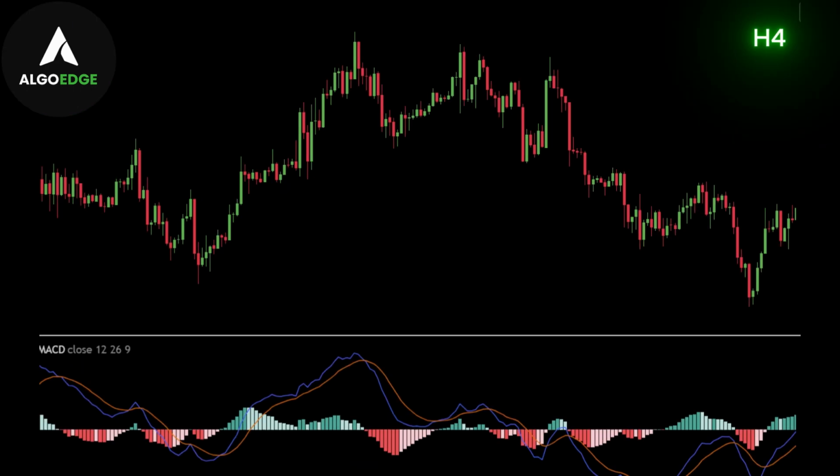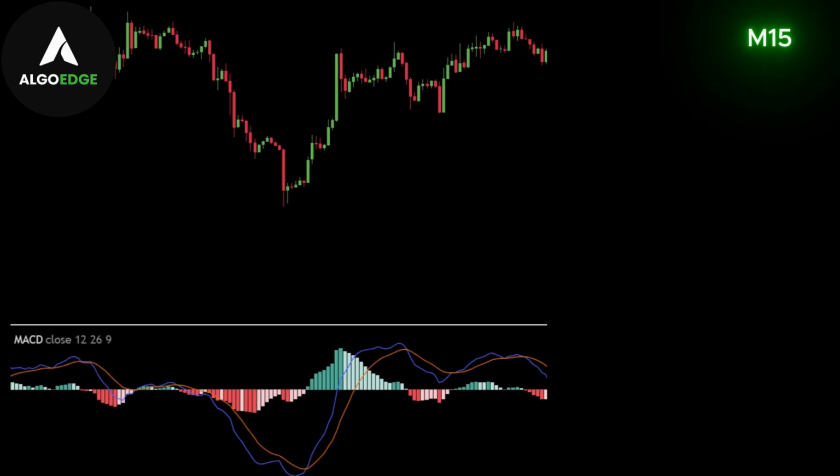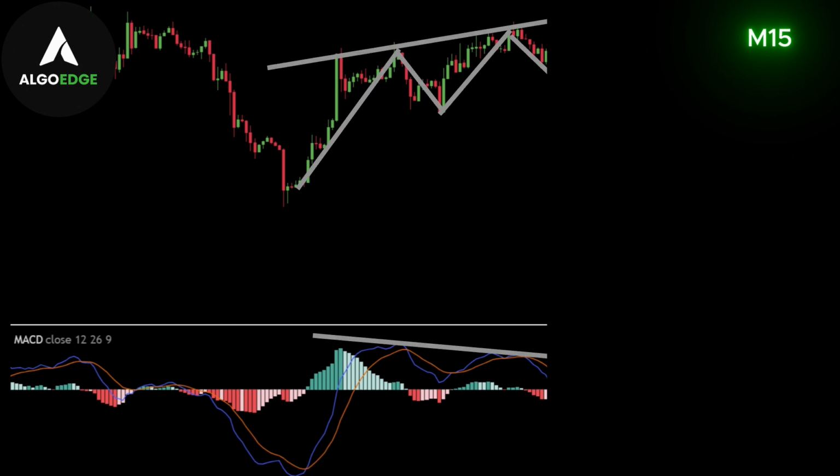Let's look at another example. On the 4-hour time frame, the market is once again in a downtrend, so we want to trade in the direction of that bearish move and focus on selling opportunities. Then, we move down to the 15-minute time frame where our trading setup forms. Here, we had a divergence signal, but it was not confirmed because the price failed to create a lower low. Therefore, no trade was taken.